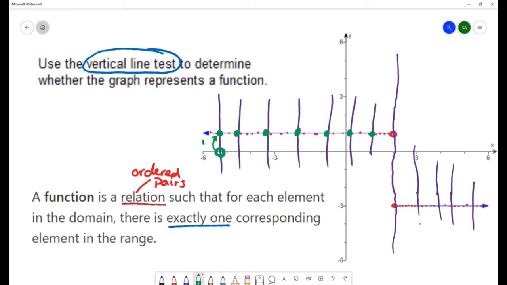So let's pay attention to this long vertical line I drew. This one has an open circle, which is not part of the graph, and this one has a closed circle, which is part of the graph. So that vertical line only has one intersection point, and we only have one intersection point on all of these vertical lines. And so that is telling us that we have a graph that does represent a function. So this is a function, yes.